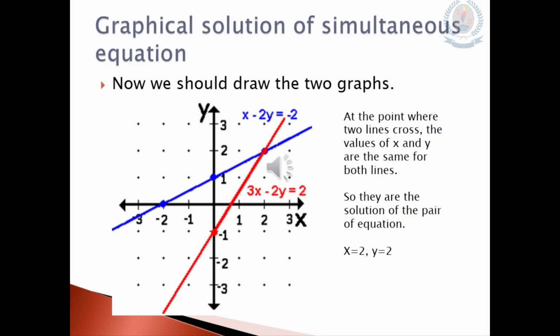At the point where the two lines cross, the values of x and y are the same for both lines. So they are the solution of the pair of equations. Here we can identify the point, and according to that point we can read the x value and y value. x equals 2, y equals 2.